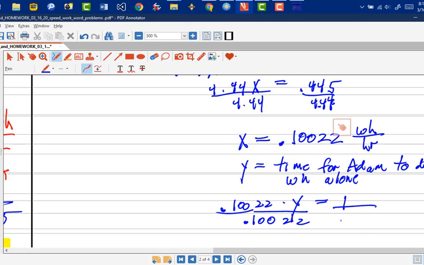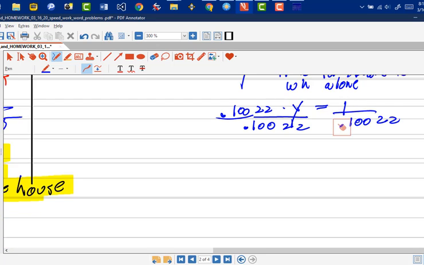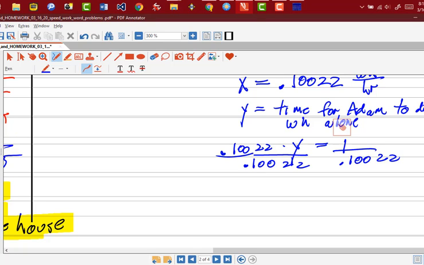0.10022. You can tell one of my sons just got up and is running down and wondering why I'm sitting here with a headset on.